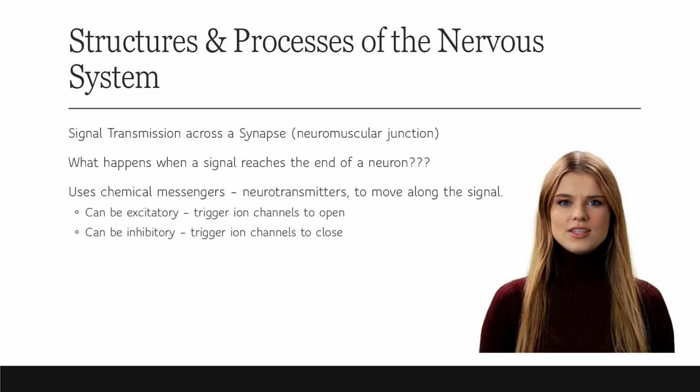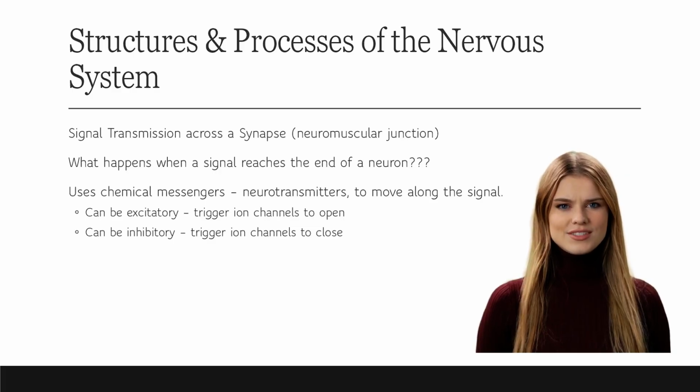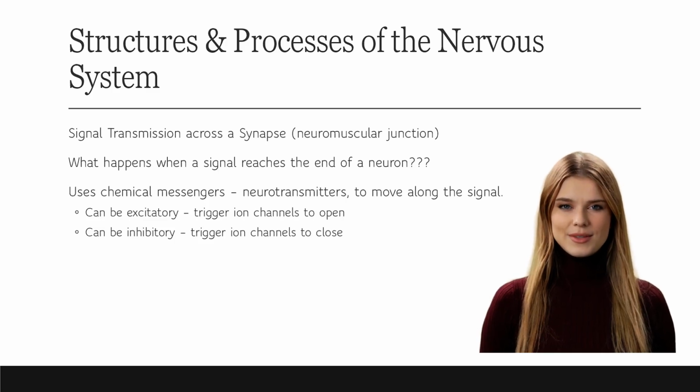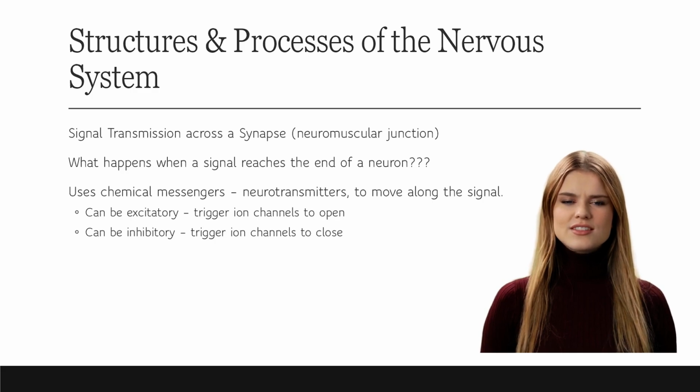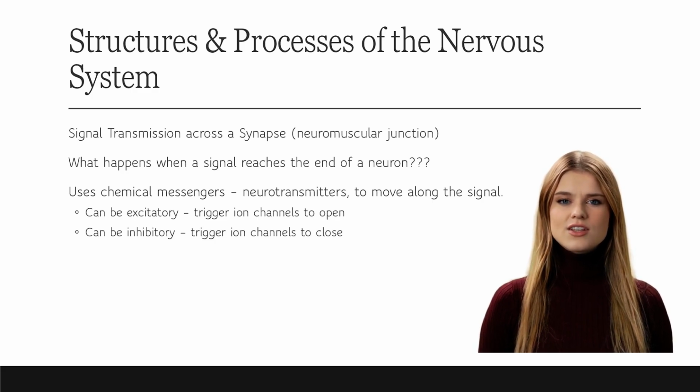When acetylcholine is released, it moves across the synaptic cleft and binds to receptor proteins located on the muscle membrane. These receptors are ligand-gated ion channels, meaning that the channel opens when a specific chemical binds to it. Neurotransmitters can have different effects depending on the type of receptor they bind to. Some neurotransmitters are excitatory, meaning they increase the likelihood that the next cell will generate an action potential.